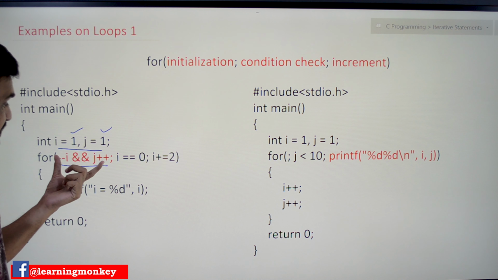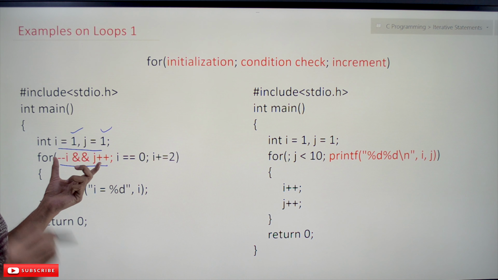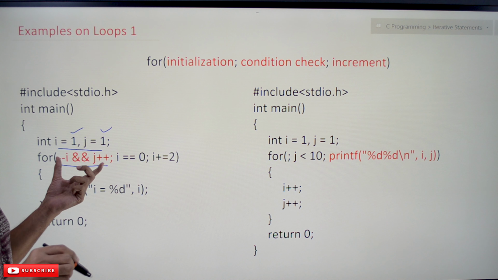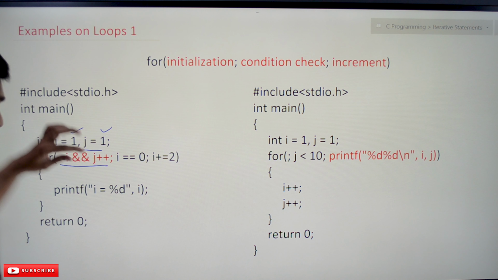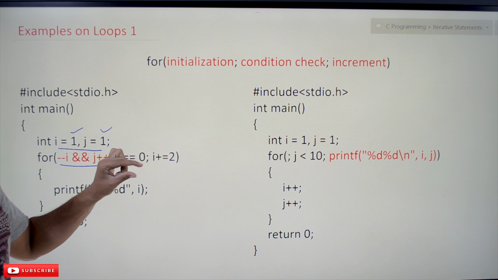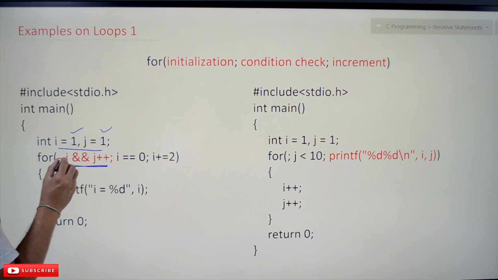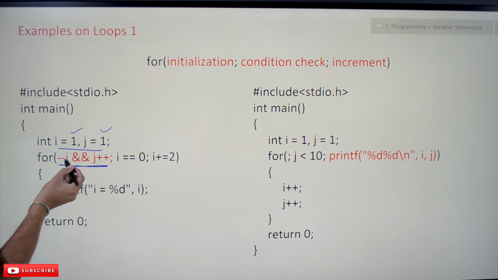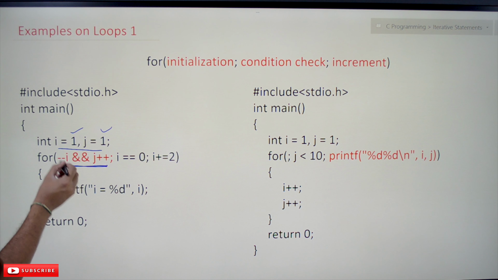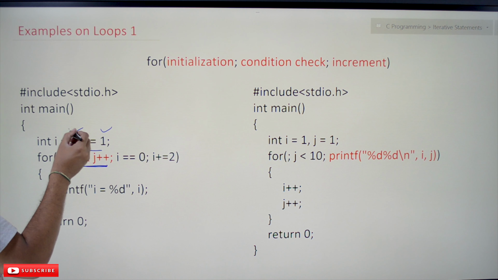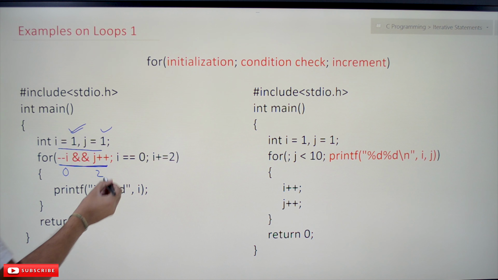Whenever we first come to this for loop, this initialization part will get executed, but it is not certain that only the initialization has to be done. Any expression can be used. Here we have used this expression, and in the execution of this expression, the value of i will become 0. Minus i means the value of i is 1, minus i means it becomes 0, and here j will become 2.